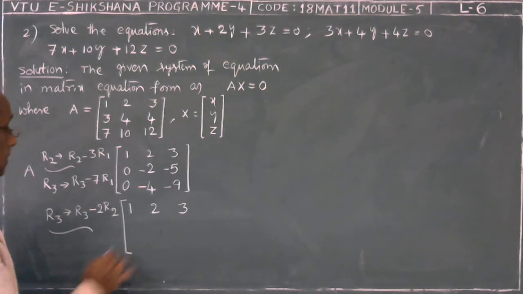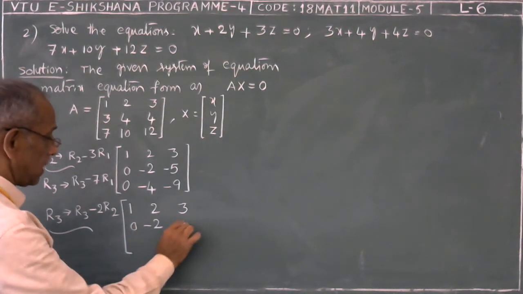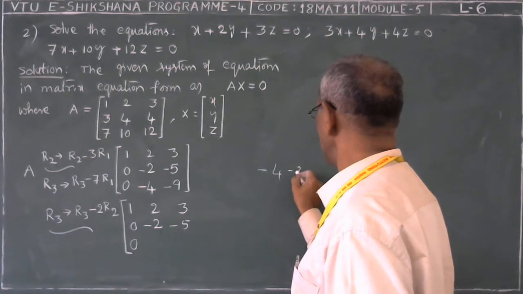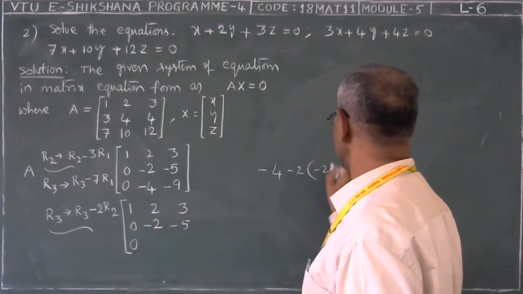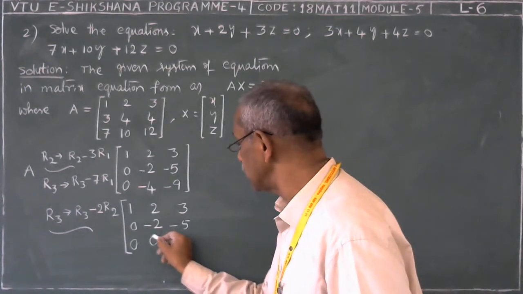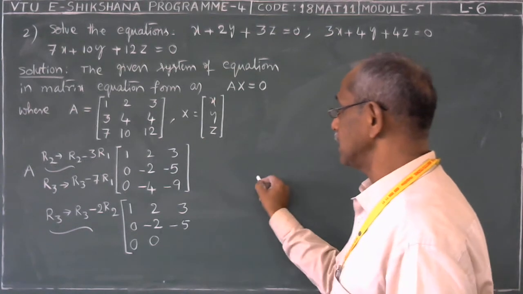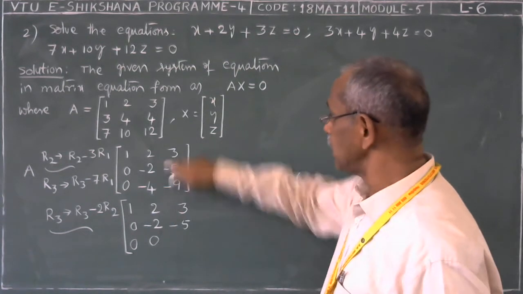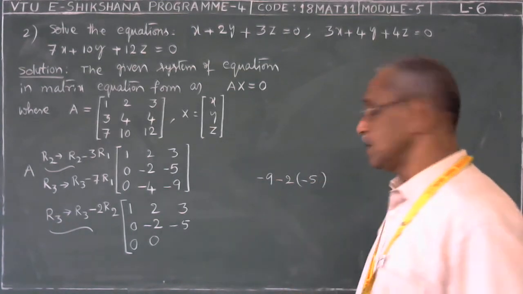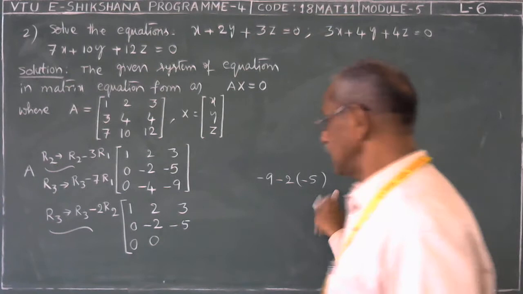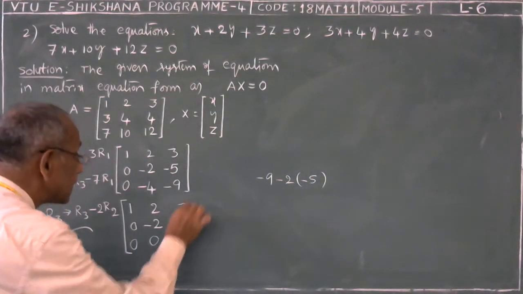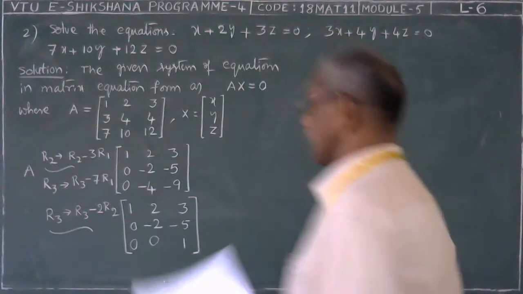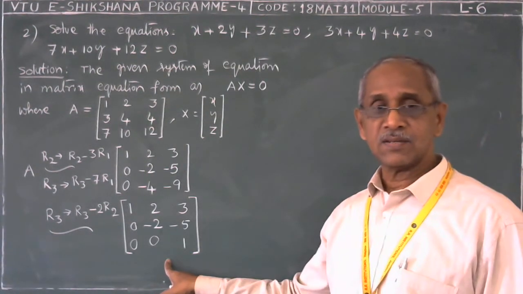Now row 1 and row 2 are not changed: 1, 2, 3, 0, minus 2, minus 5. Now look at this element. Minus 4 in R3, minus 2 times the corresponding R2 element, minus 2 times minus 2, so minus 4 plus 4. So this element is 0. Similarly, the next element is minus 9 minus 2 times the corresponding R2 element. This is minus 9 plus 10, which is 1. But this is echelon form.